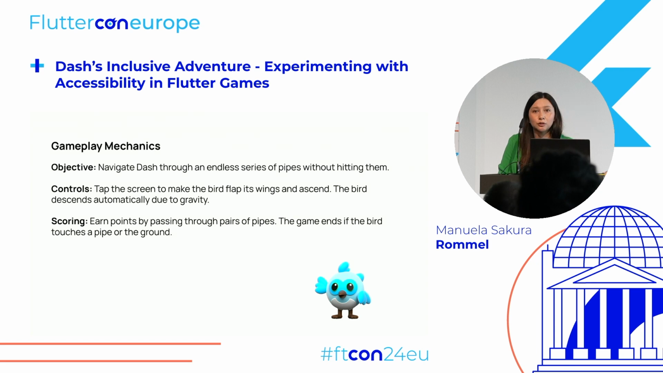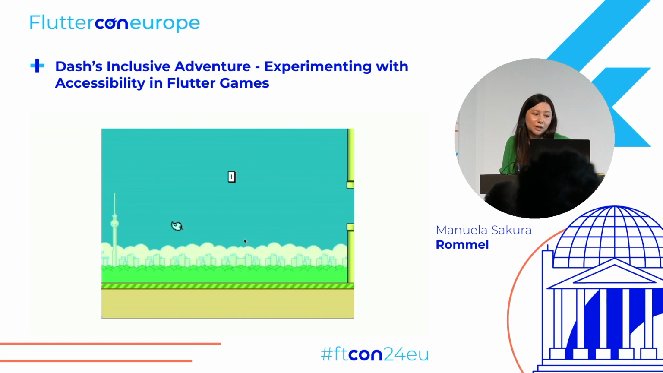For those of you that don't know the gameplay mechanics, you are Dash and you try to navigate Dash through a series of pipes until you hit a pipe or the ground. The controls are that you tap the screen to make the bird fly and ascend, or you don't tap and the bird will fall down with gravity. Scoring is done by flying through each pipe, then you get a point. So this is how it looks.